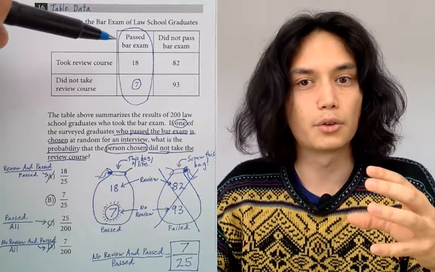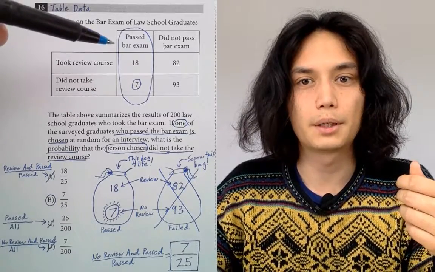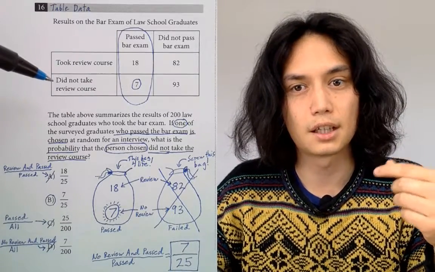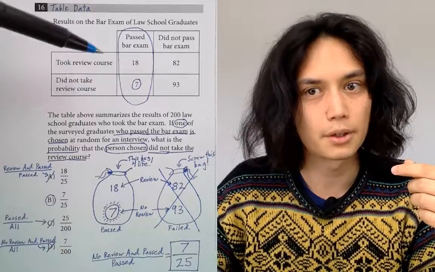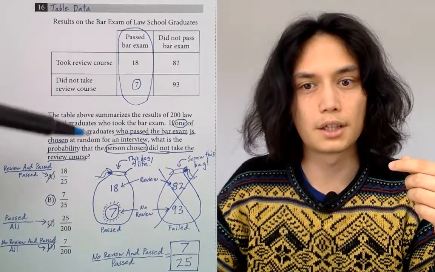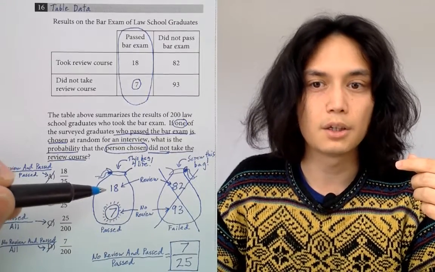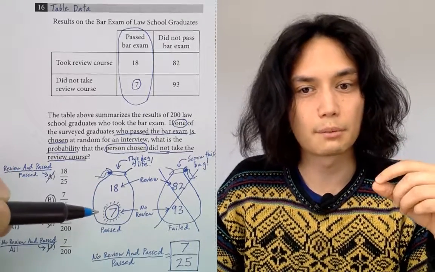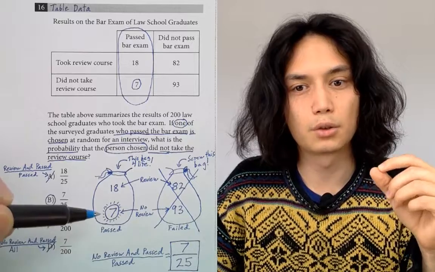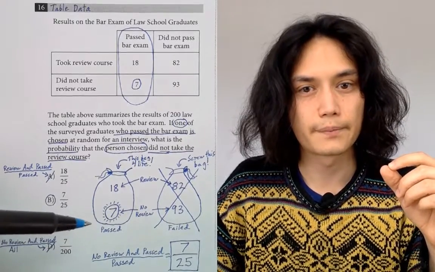Another category of them, another 7 of them, are people who passed the bar exam and didn't take the review course. There's 7 people who passed the bar exam but didn't take the review course. Now, thinking about this in terms of the bag, there's a bunch of people in this bag. 18 of them are people who took the review course. 7 of them are people who didn't take the review course, but they still passed.